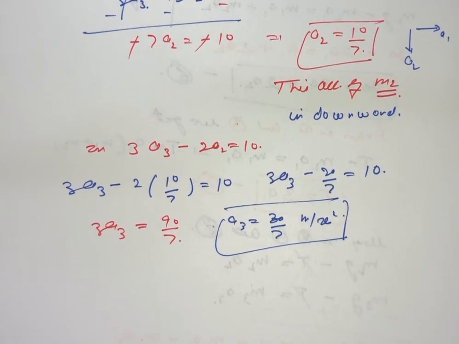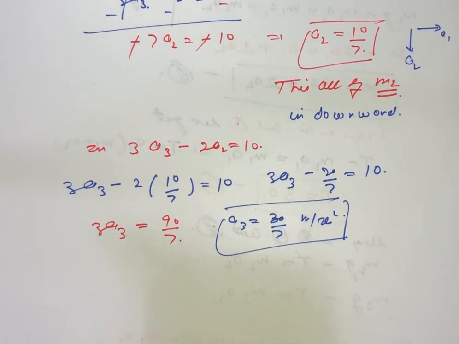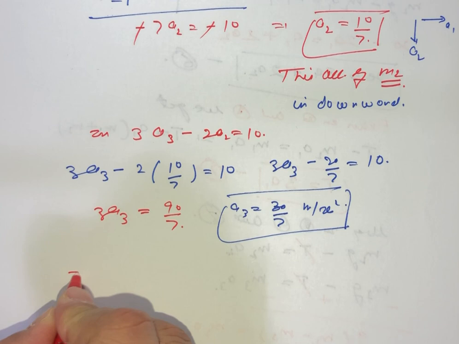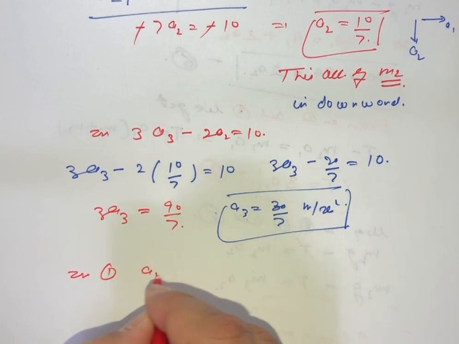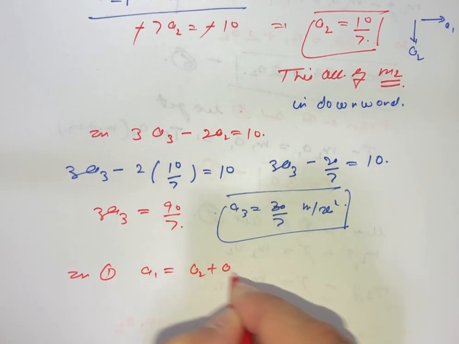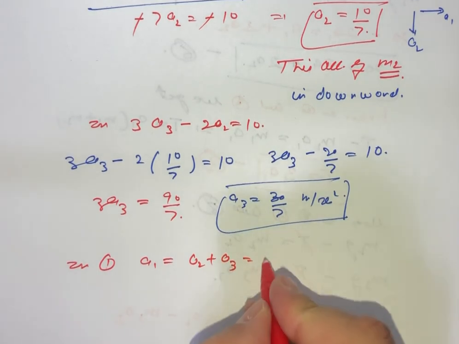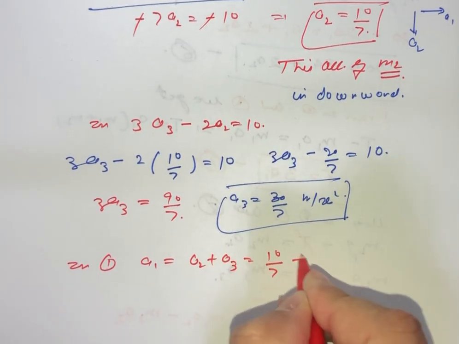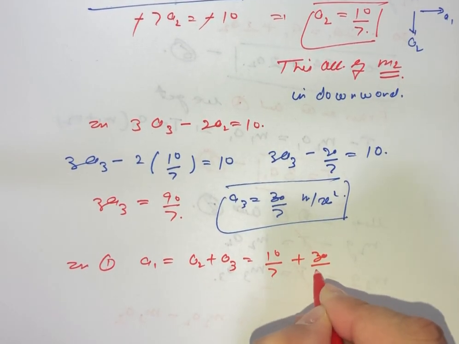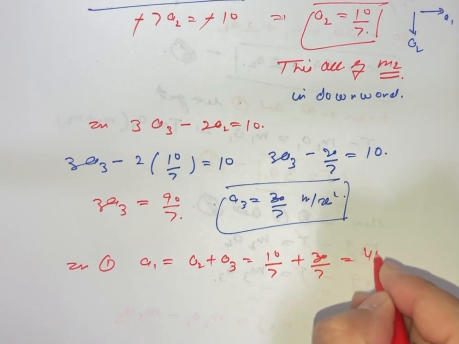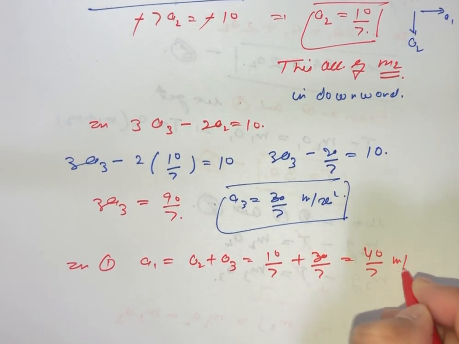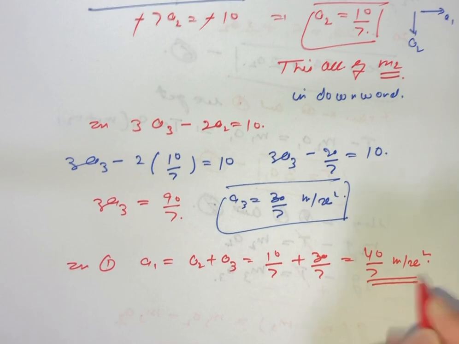And from here we can find out our a1 from equation 1. a1 is equal to a2 plus a3. a2 is 10 by 7, this is 30 upon 7. So this will be coming as 40 upon 7 meter per second square.